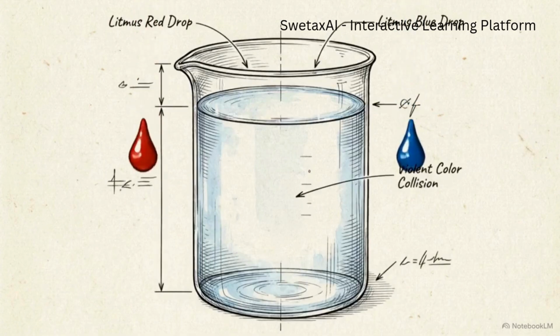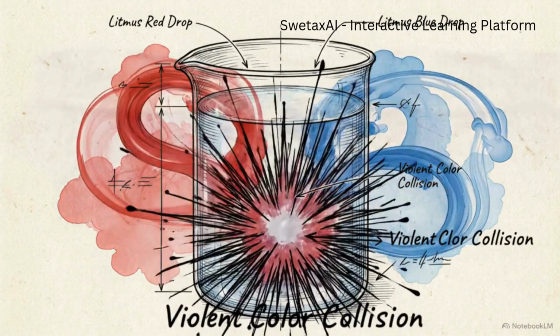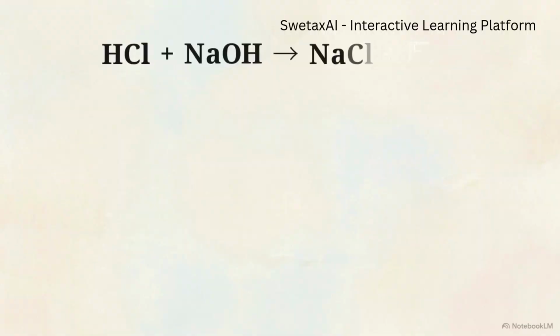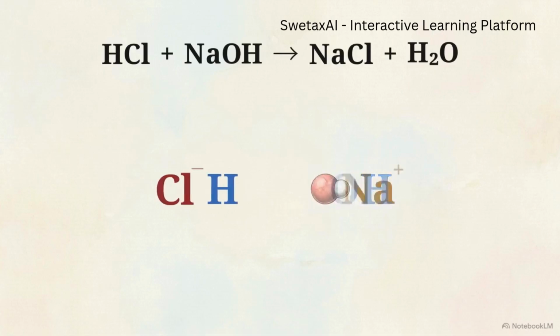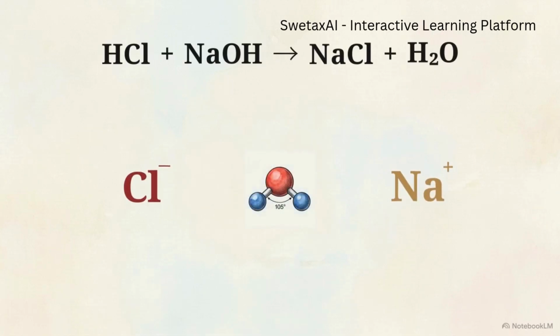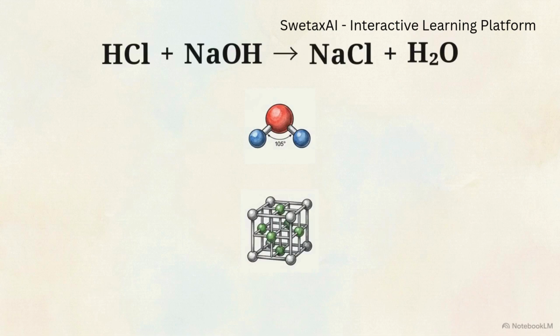If acids produce hydronium ions and bases produce hydroxide ions, what happens when those two opposing forces meet in the same solution? A neutralization algorithm plays out through an animated equation. Hydrochloric acid and sodium hydroxide combine. Hydrogen and hydroxide ions instantly migrate away and snap together. The remaining spectator ions, sodium and chloride, are stranded. They bond into a rigid crystalline lattice, creating a salt.